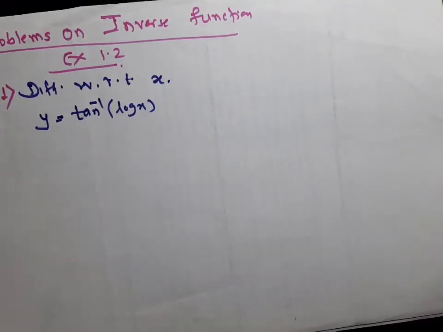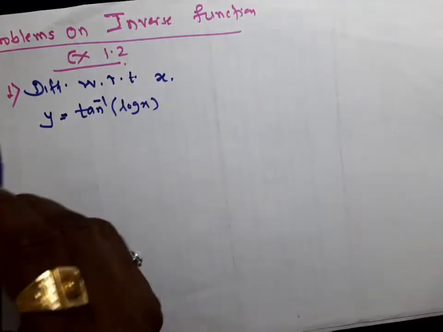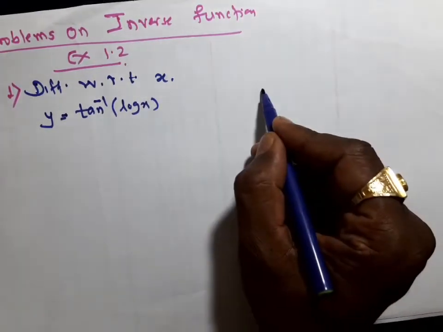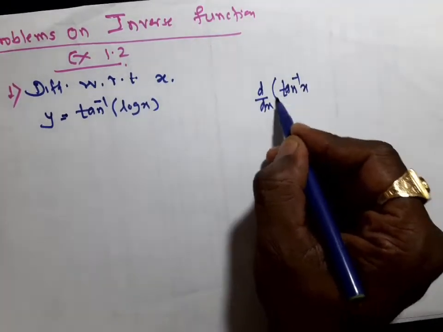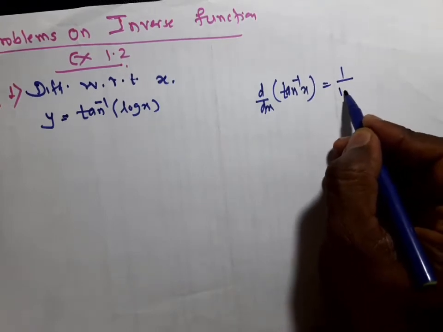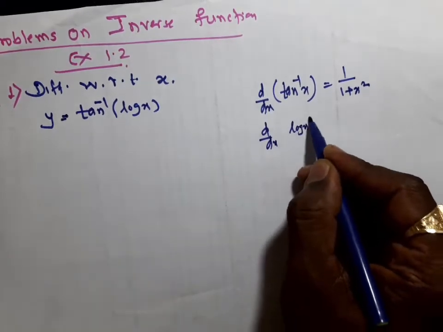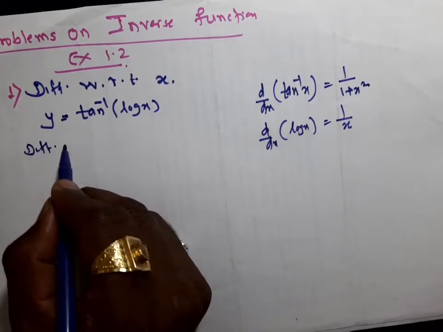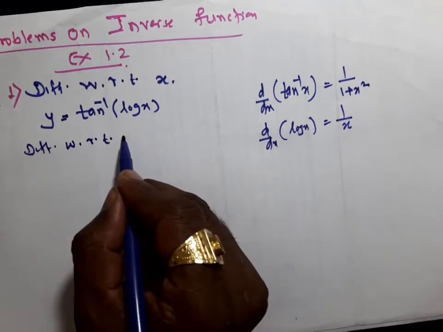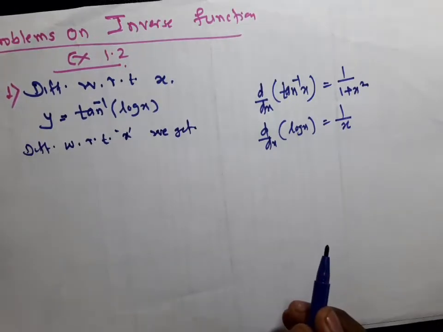Okay, now we are going to see some more problems on differentiation of inverse functions. The first example, differentiate with respect to x. You know that d/dx of tan inverse x is 1 upon 1 plus x square, and d/dx of log x is 1 upon x. So here we are going to use differentiation of inverse function as well as composite rules.